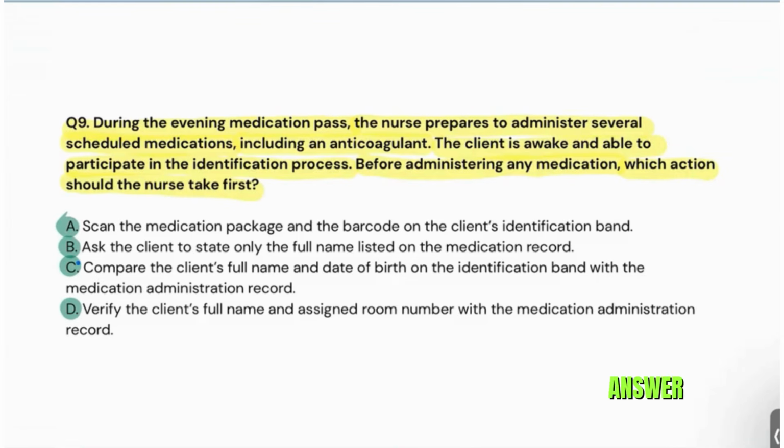For this question, the correct answer is letter C. Medication administration requires at least 2 approved client identifiers. Letter A is not the correct answer because barcode scanning does not replace proper identification. B is also incorrect because name alone is only one identifier. And letter D is also incorrect because room number is not an acceptable identifier. Let's go to our question number 10.